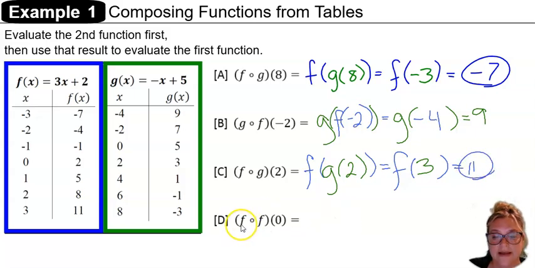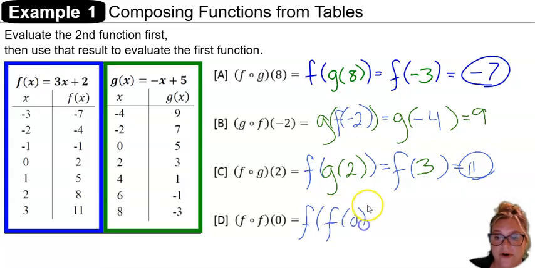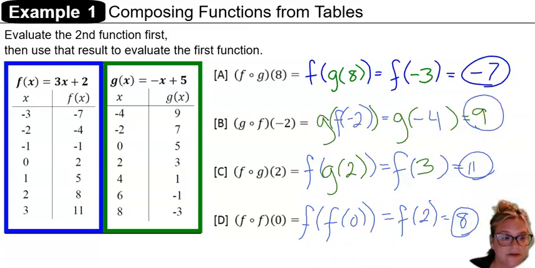Okay, last one is f composed with itself evaluated at 0. So we're going to do the function f of 0. We come to the f table looking where x is 0. Here's our 0, we slide across, and that output is 2. So we're evaluating f of 2. We come back again to the f table, look where x is 2, and the output is 8. And those were our 4 answers.